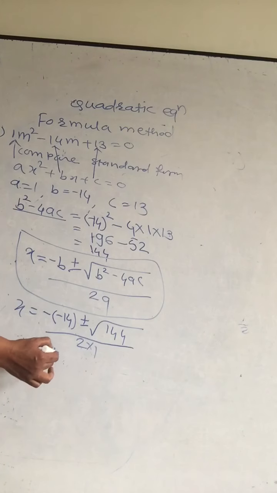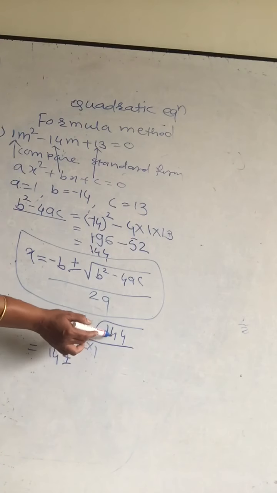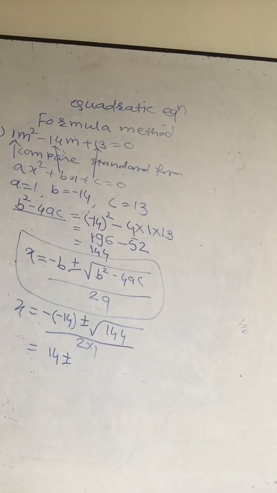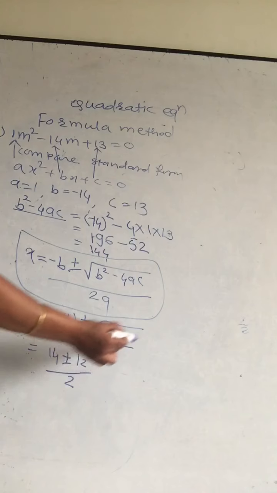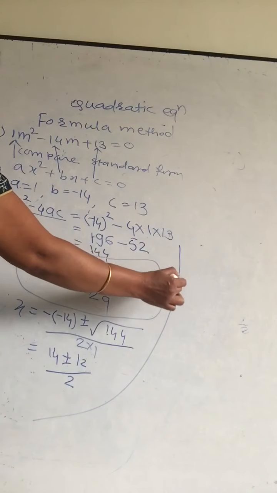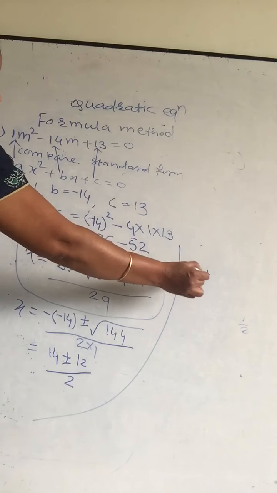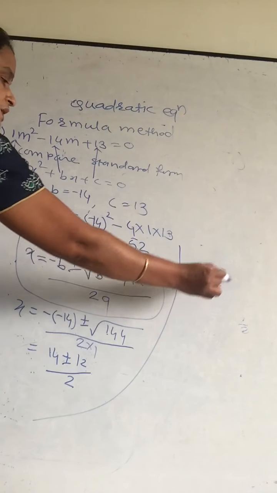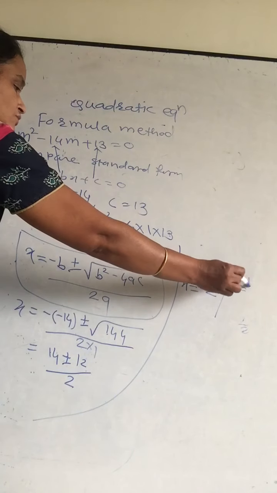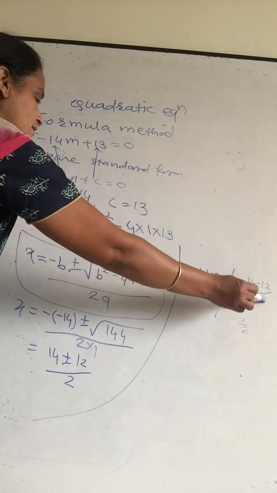Minus minus becomes plus 14, plus or minus the square root of 144. Which number's square is 144? That is 12, divided by 2. Now x is equal to this 14. One time we take the plus sign and one time we take the minus sign. So x is equal to 14 plus 12 divided by 2 one time, or x is equal to 14 minus 12 divided by 2.